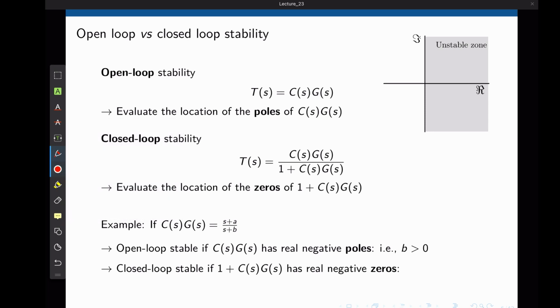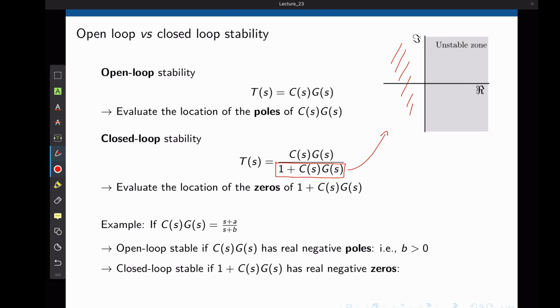side of the S-plane. If you close the loop, then the transfer function becomes C times G divided by 1 plus C times G. This closed-loop system is said to be stable provided that all poles of T(s) are on the left side of the S-plane, or provided that 1 plus C times G has roots that lie on the left side of the S-plane. These are the zeros of the characteristic equation 1 plus C times G.